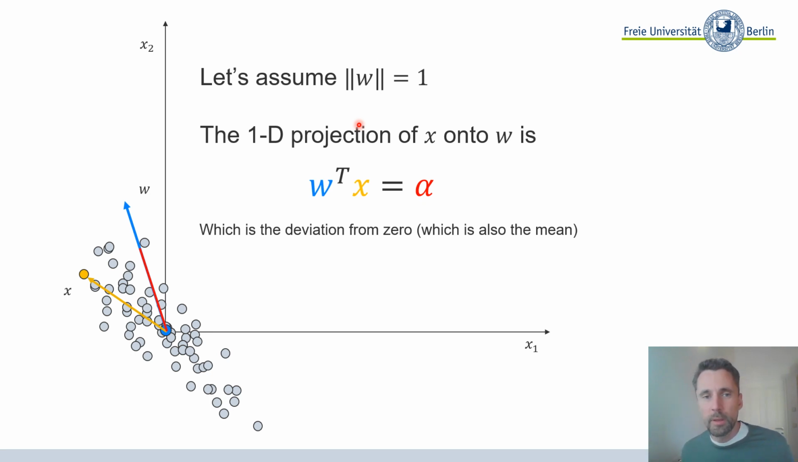Now, what we do is we project a given x onto this direction. And that's basically done by using the dot product. So W transpose X gives us a scalar value, a one-dimensional value, that corresponds to the orthogonal projection down onto this W. And since 0 was already the mean, this number gives us the deviation from the mean. And you see where I'm going.